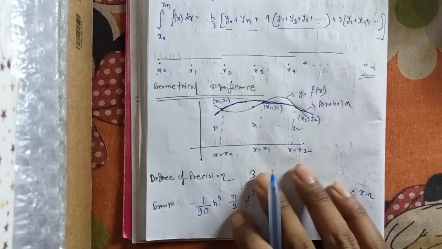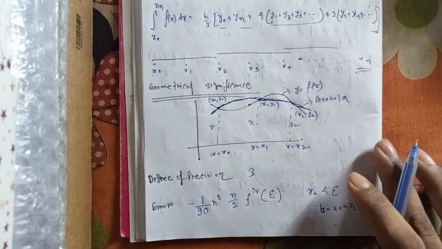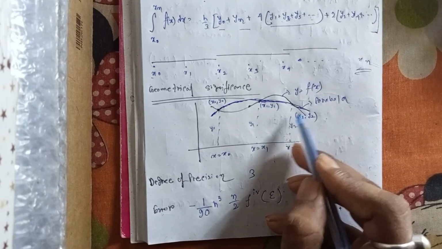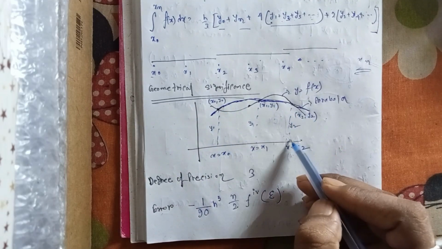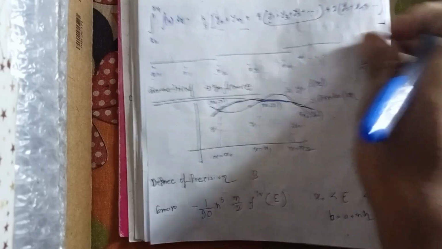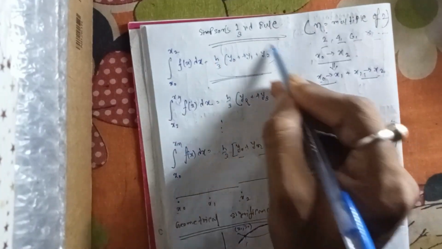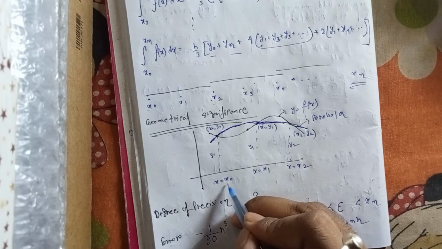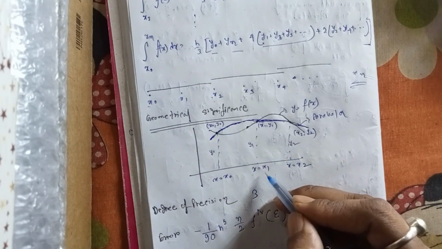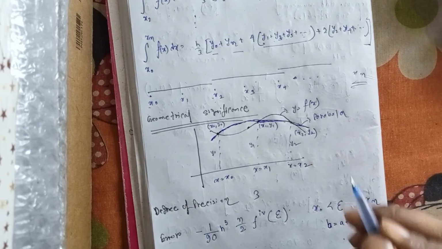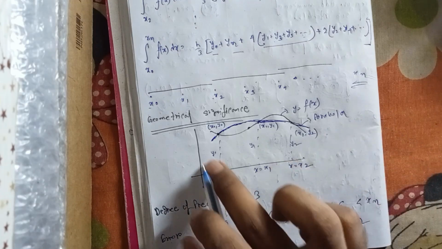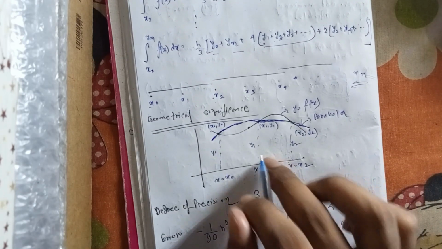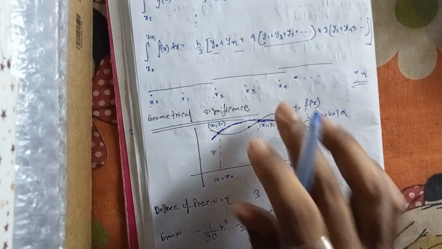And the geometrical significance of this Simpson 1/3 rule is, see, we have a curve, and the curve's area is equal to the parabola's area. So actually this represents the equation of a parabola which passes through the 3 points, means x0, y0, x1, y1, and x2, y2. So that's why the parabola's area and the curve's area are similar. So this is the geometrical significance in Simpson's 1/3 rule.